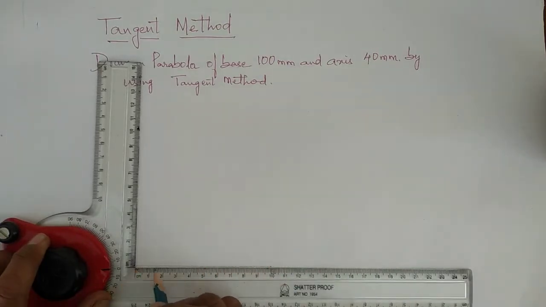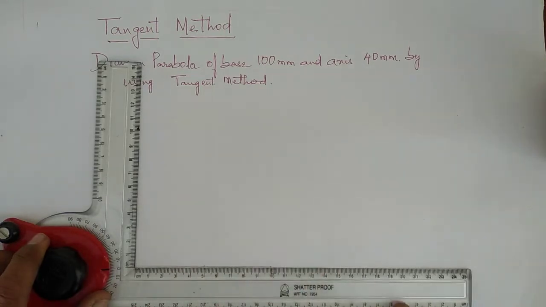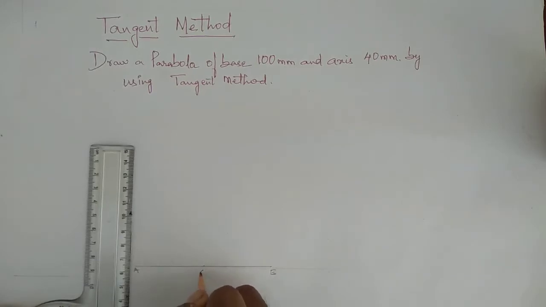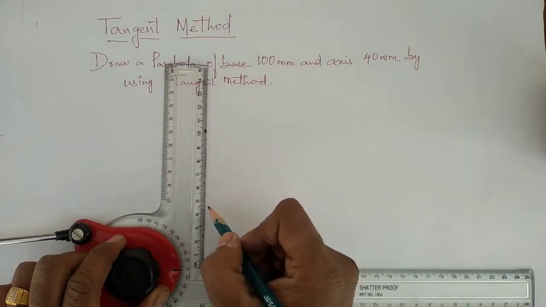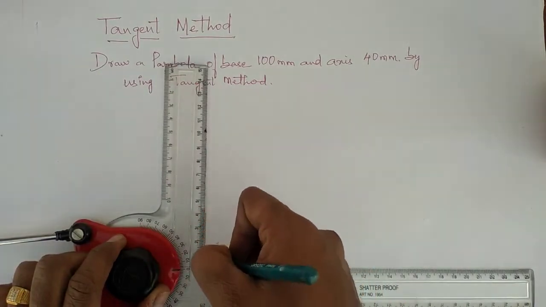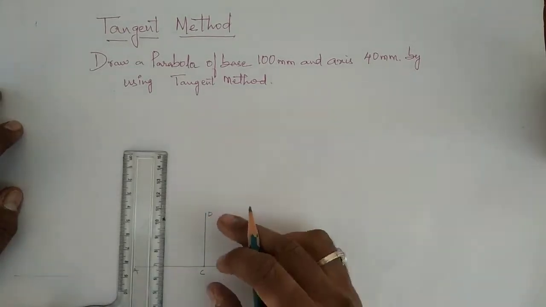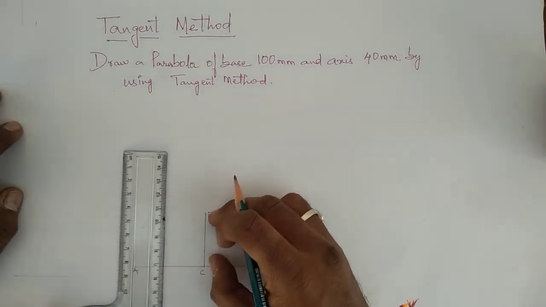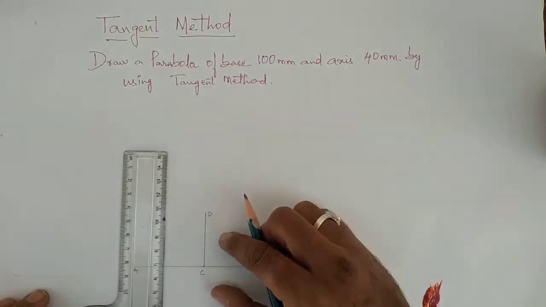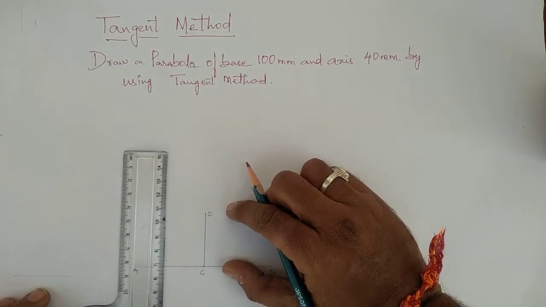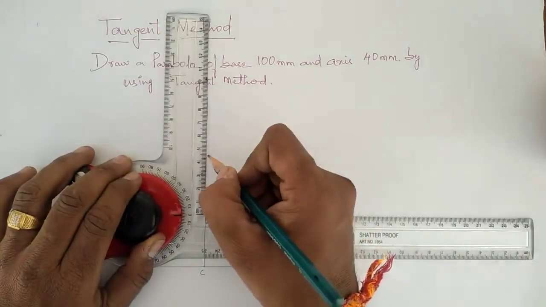So now, after drawing the base of 100 mm length, mark the midpoint of this 100 mm line. Mark the point as C, and from the point C, draw a line of length 40 mm. Mark this point as D. Here C and D is the length which is called the axis. Now, with the length from the point C to D, draw another line, extending the line by the same dimension.